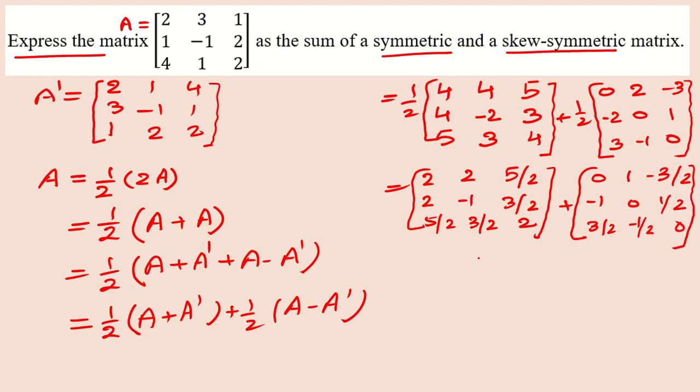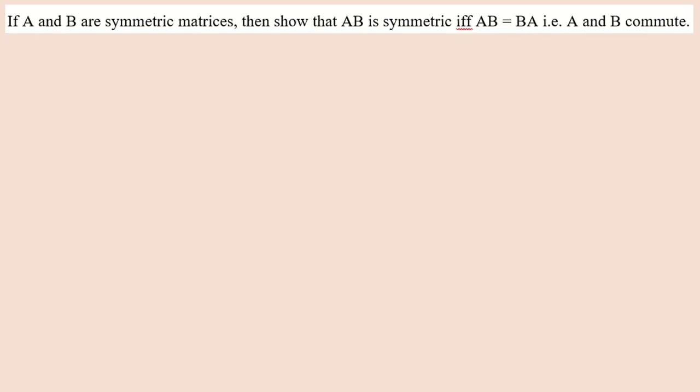How will you check it here? Just find the transpose of this matrix. You will see it is the same. And find the transpose of this matrix also, and you will see it is the negative of the matrix. So, it means this one is symmetric and this one is skew-symmetric. Okay. And this will complete your question. No doubt this question was a little lengthy, but it was an easy question. Okay. Now, let's see the last question for this topic.